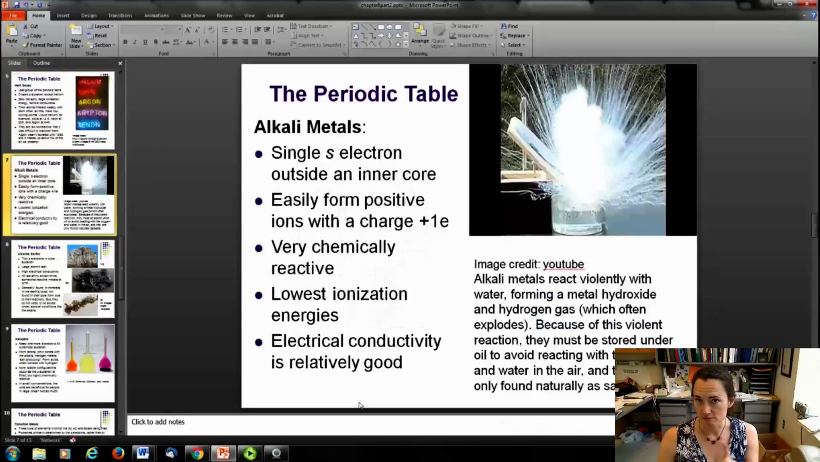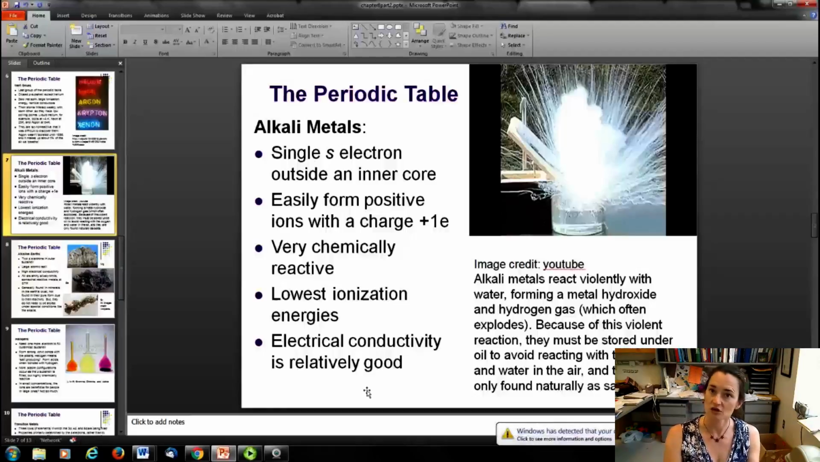Now the alkali metals are much more exciting. These are the ones in the first column of the periodic table. They have a single s electron that's outside an inner core of electrons that are all happy and bound up. So that electron would really like to just go away so that you have a very stable configuration of electrons underneath it. So that electron goes away very easily, which makes the alkali metals super chemically reactive. They also have very low ionization energies for the same reason, and because they have that single electron that they would like to donate, this makes them excellent conductors of electricity as well.